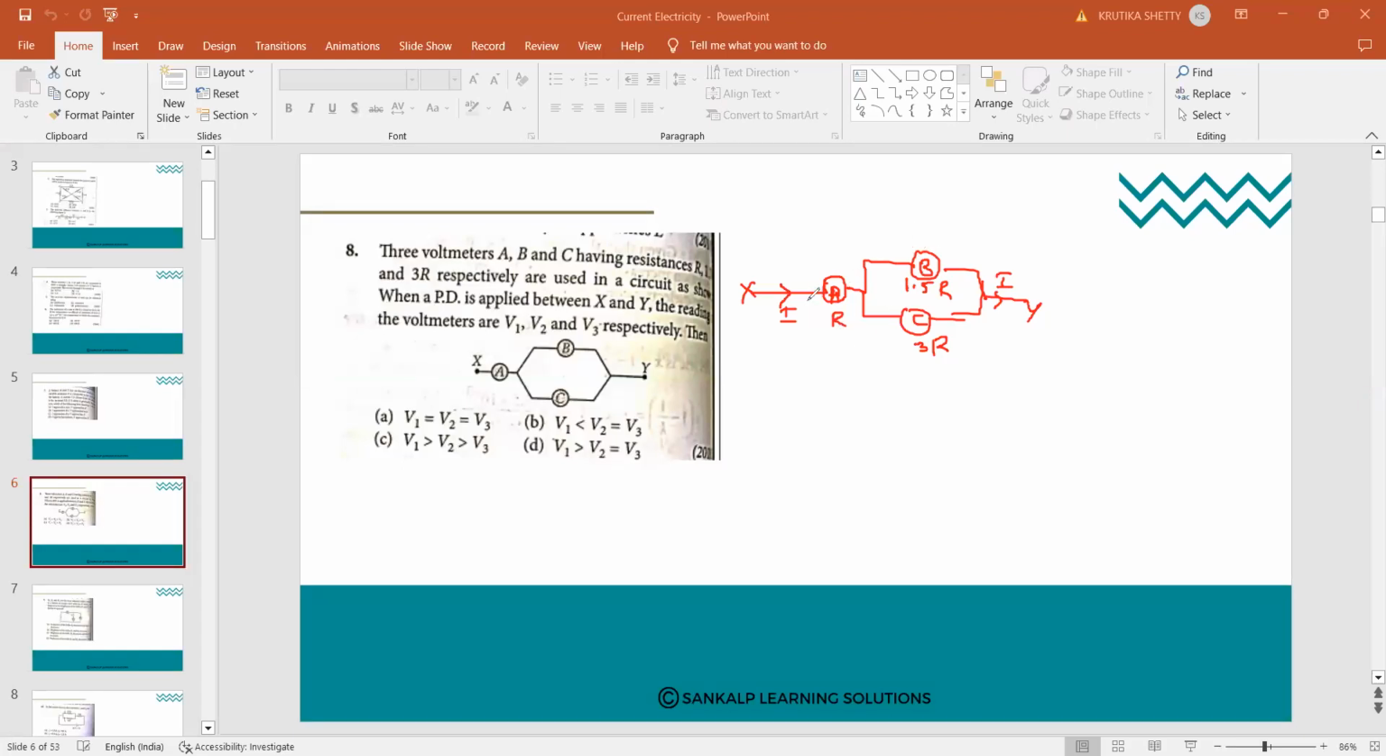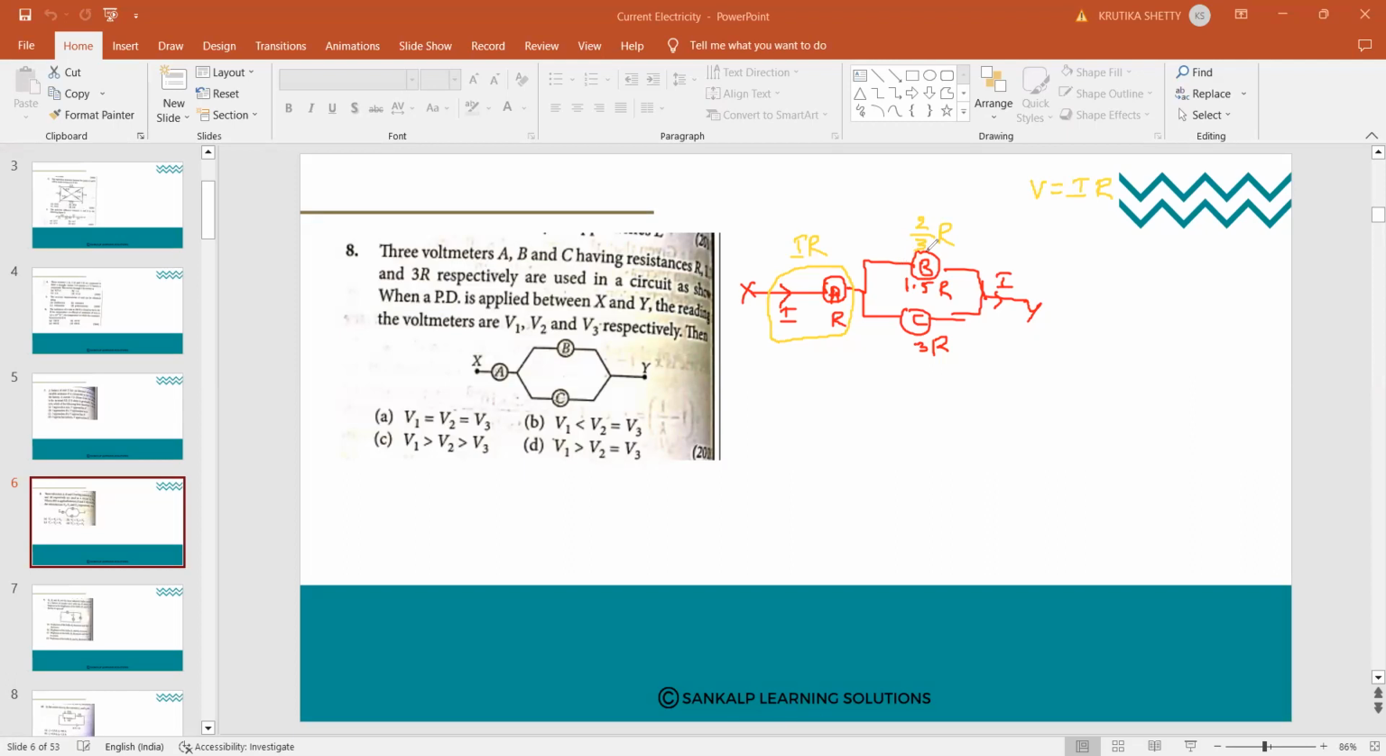Now see here, I will just change the color. In this part, what is the voltage, or the reading in the voltmeter? According to Ohm's law, V is equal to IR. So here it is nothing but I into R. How can we write this 1.5? The 1.5 can also be written as 2 divided by 3 into R. Correct, it is 2 by 3 into R.